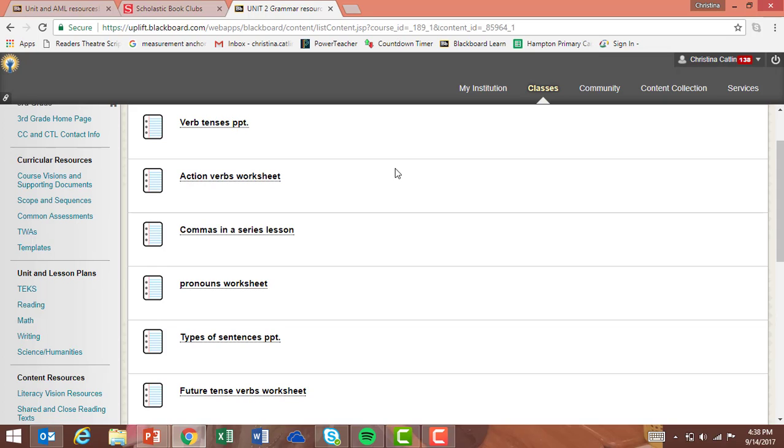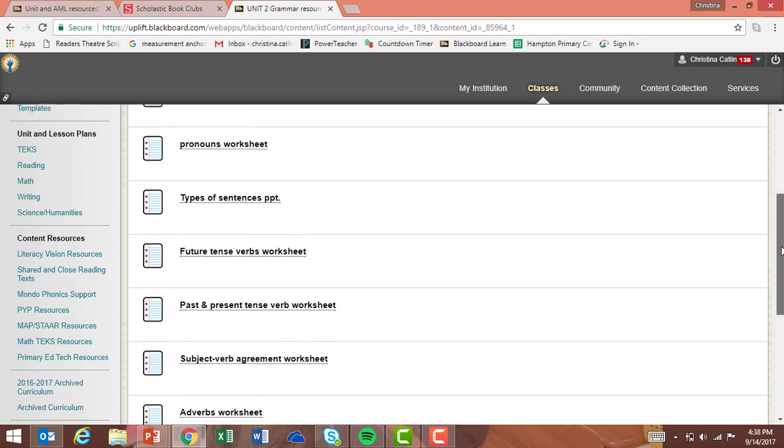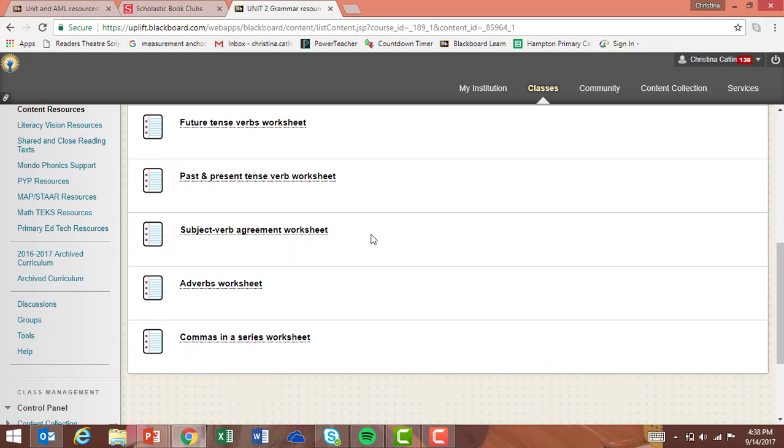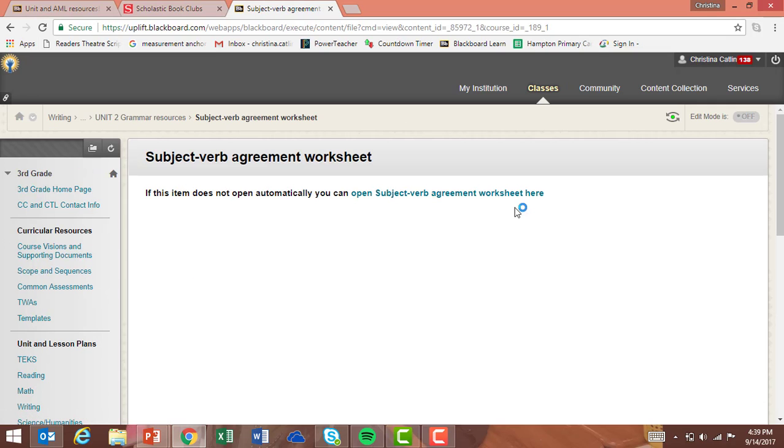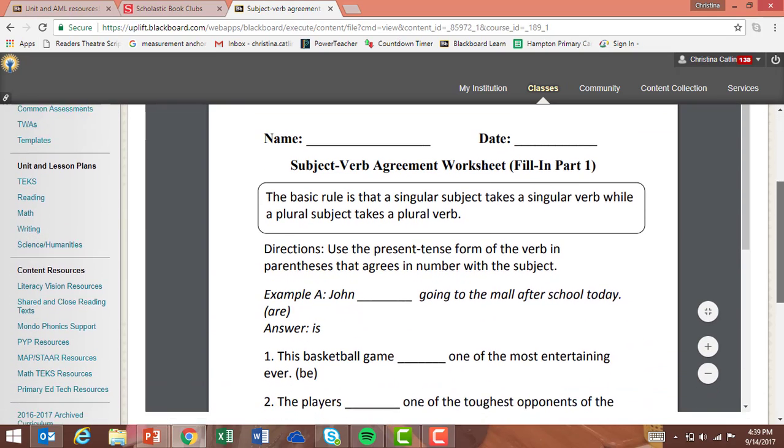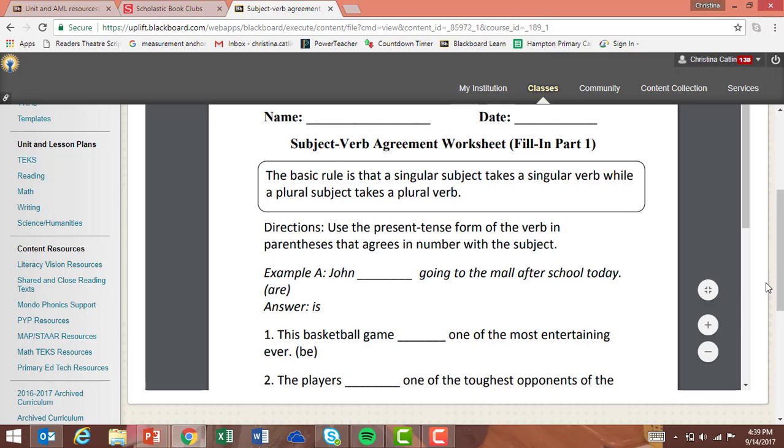So we have Commas in a Series lesson, but we also have Commas in a Series worksheets and activities. There's subject-verb agreements, which is going to be very important on the CA. And so I can give you an example. It'll just automatically open up that worksheet for you, and you can print that out right for your class.